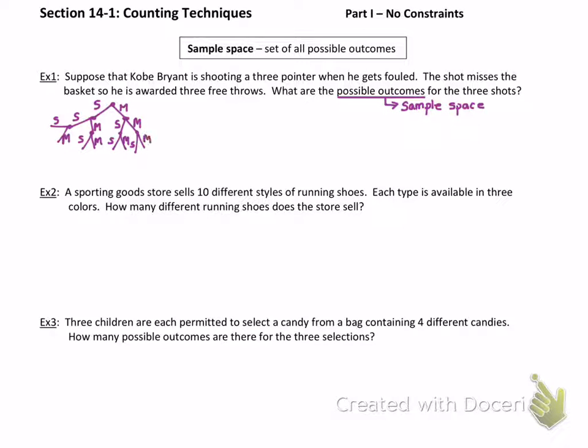So the number of total outcomes is the number of nodes, or the endpoints, of the tree. So in this case, we have 8 possible outcomes.